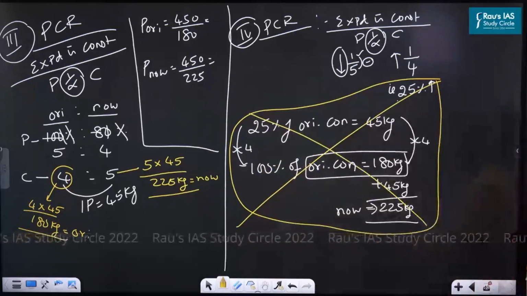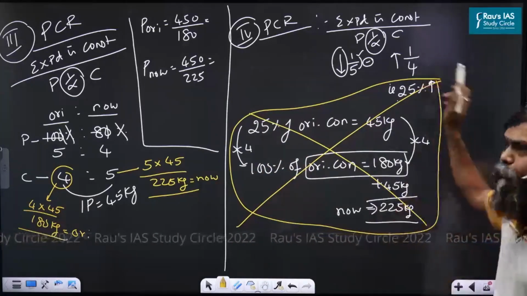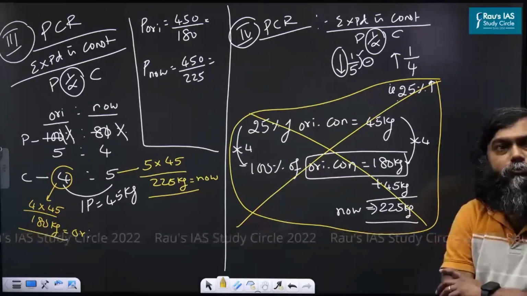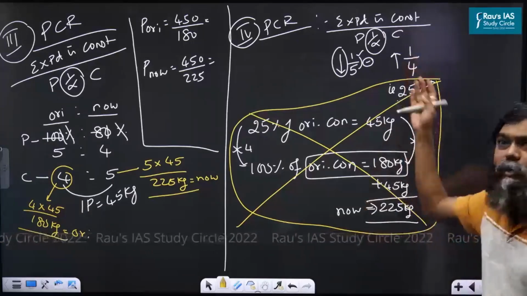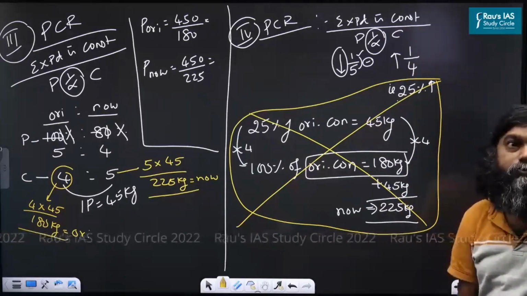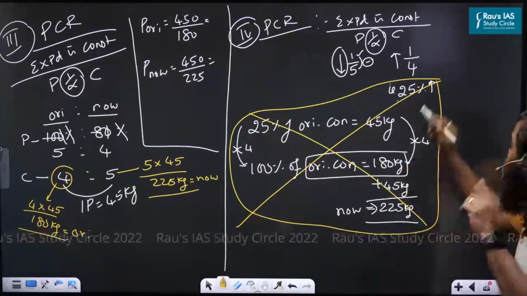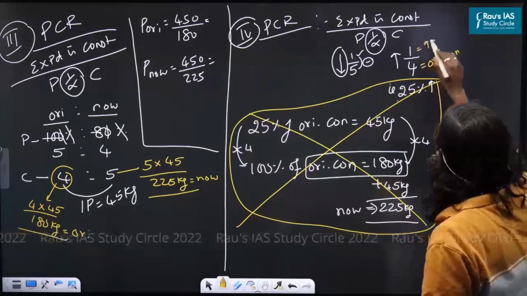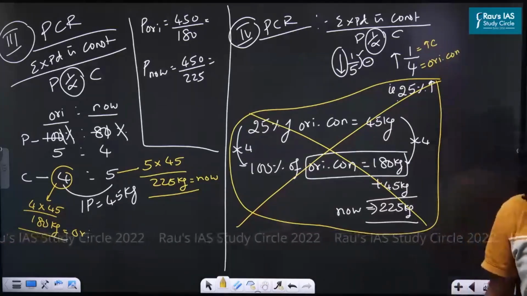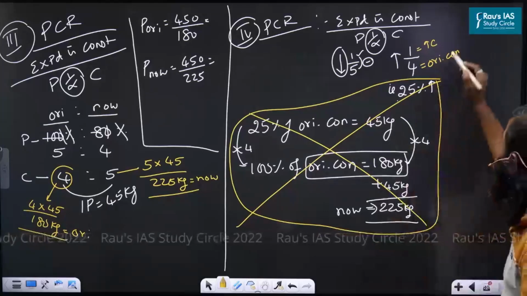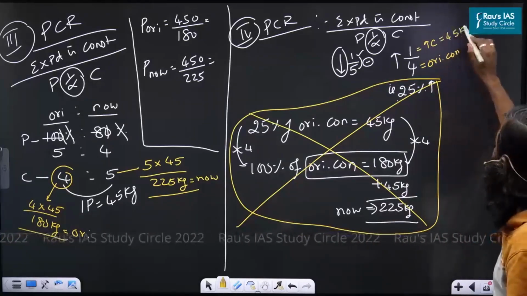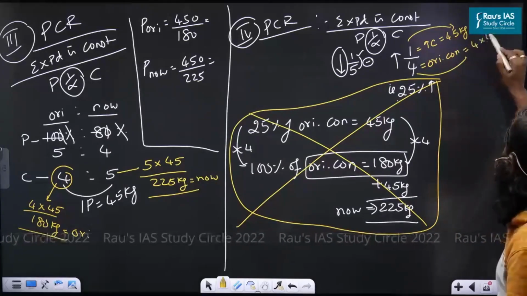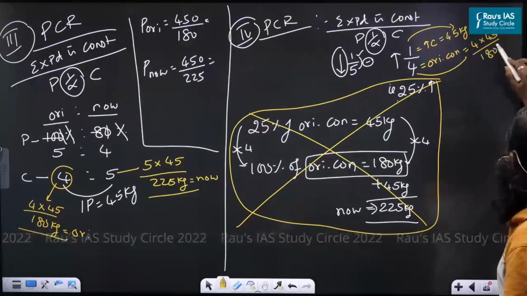All are ready? What is the meaning of 1 by 4 increasing consumption? What is the meaning of numerator and denominator? Original is 4 parts. If the original consumption is 4 parts, the increase in consumption is 1 part. The question says consumption increased by 45 kg, so 1 part equals 45, and 4 parts is 4 into 45. My original consumption is 180 kg.